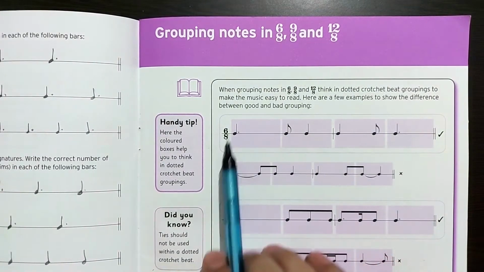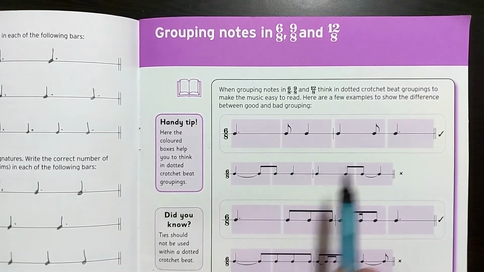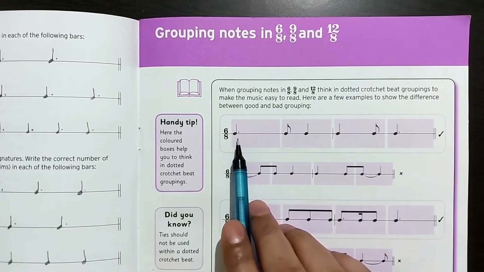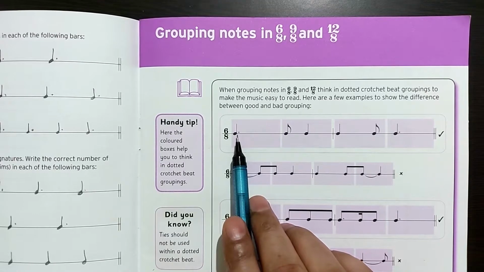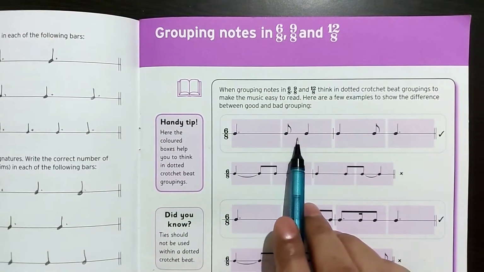In this example, you can read through it, and in a simple way they're showing how you can make it, what is a bad way and what is a good way to make the groupings for these compound time signatures. As you can see in the first one, 6/8, this is a dotted crotchet note, which is the main beat, which we have already learned in the previous topic. So this is the way you have to make it.